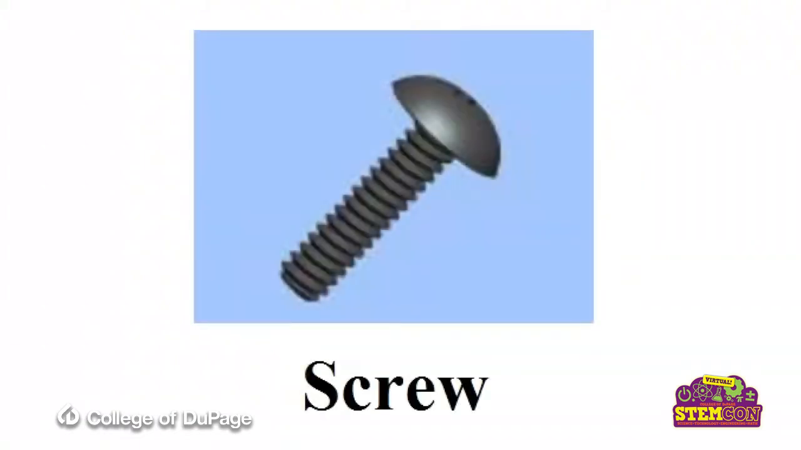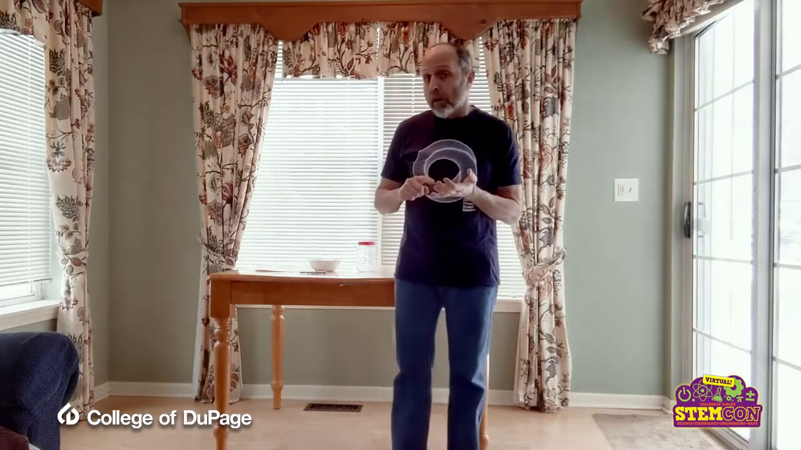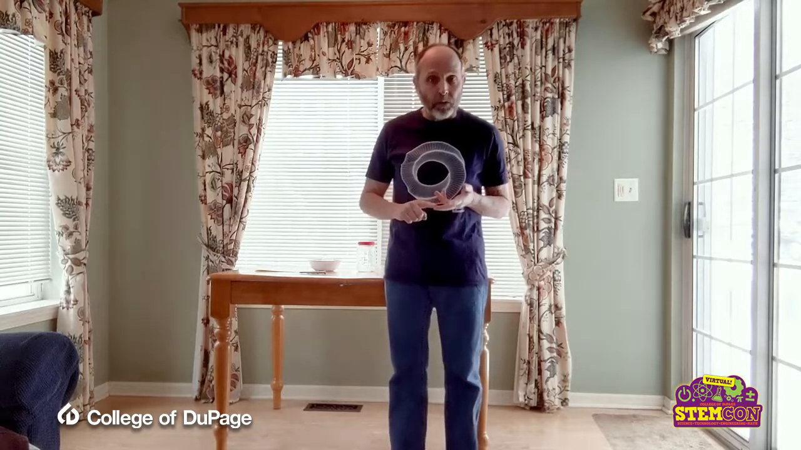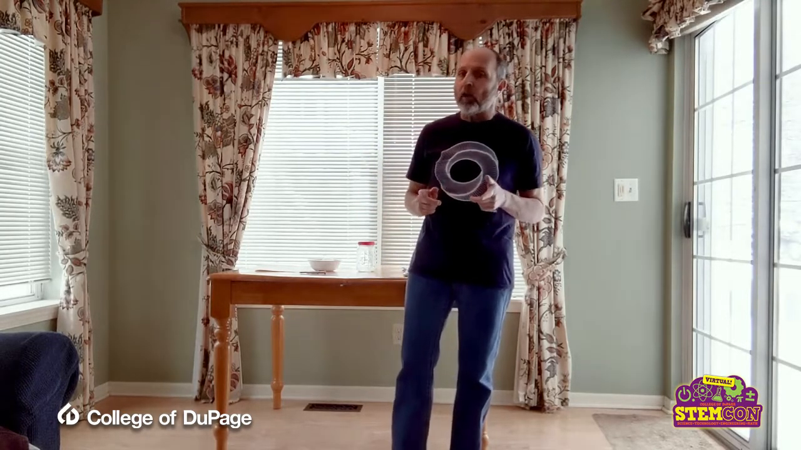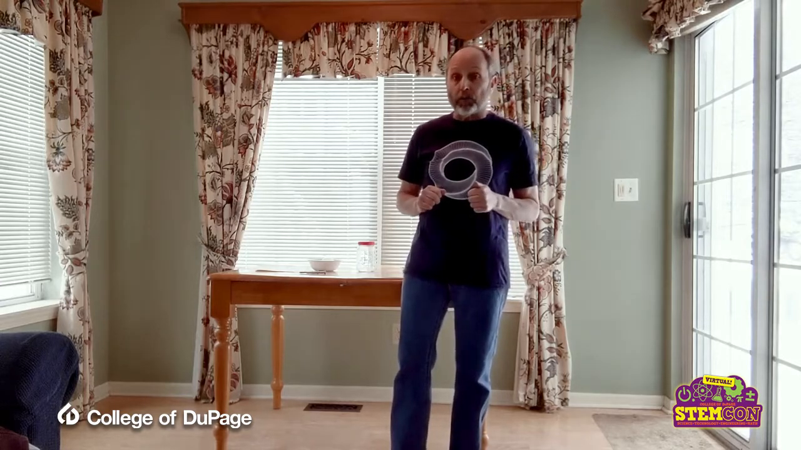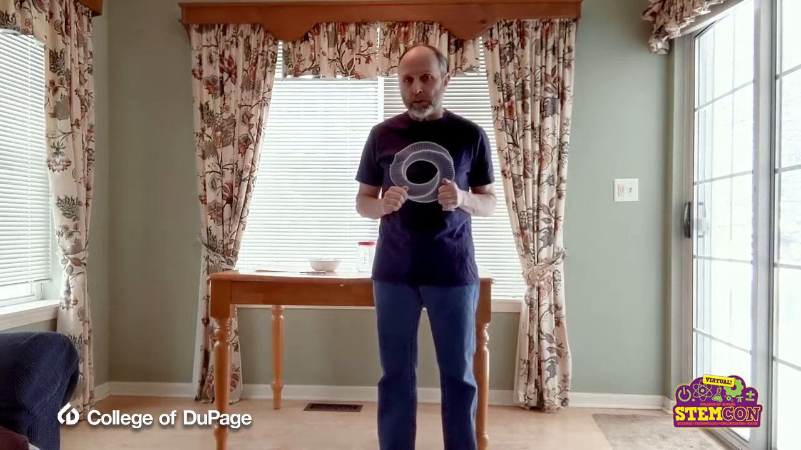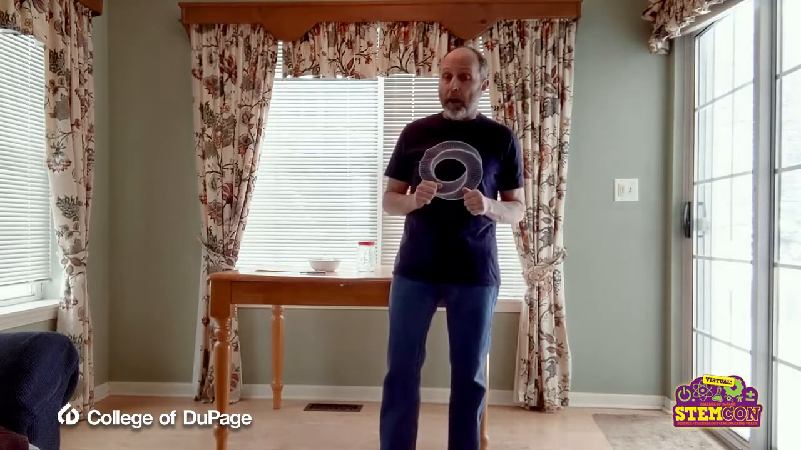So far, we've talked about the three primary types of simple machines: the lever, the inclined plane, and the wheel. The next three types of simple machines, in many ways, are variations on the first three. In fact, sometimes they're not even included in discussions about simple machines. But because their functions are so unique, and because this is my video, I'm going to talk about them.